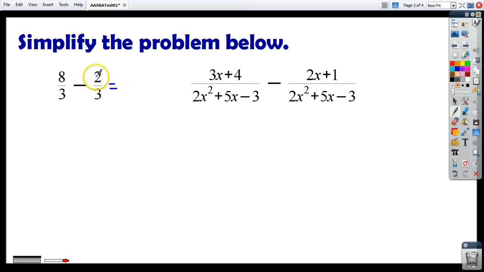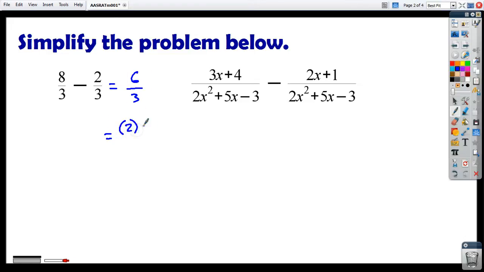Once again, we only work with the numerator. 8 minus 2 is 6, and then recopy our common denominator. Now, you'll notice here that this is a reducible fraction, and normally we would just reduce it right away, but I'm going to put in this extra step because I just want to write out what we're actually seeing here.